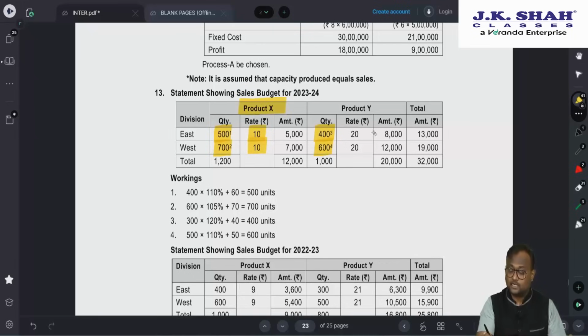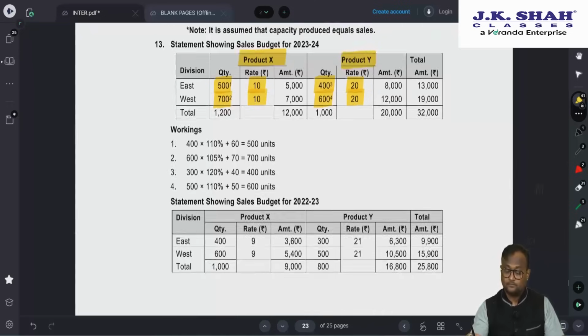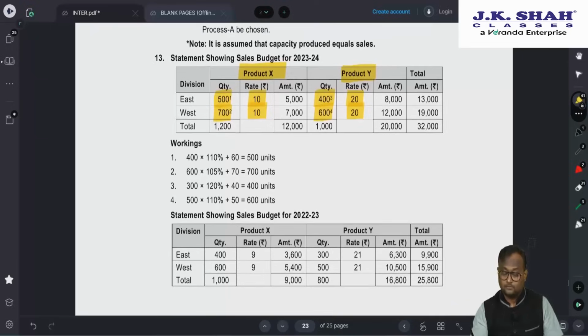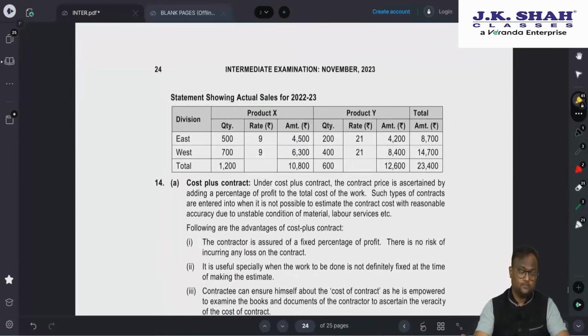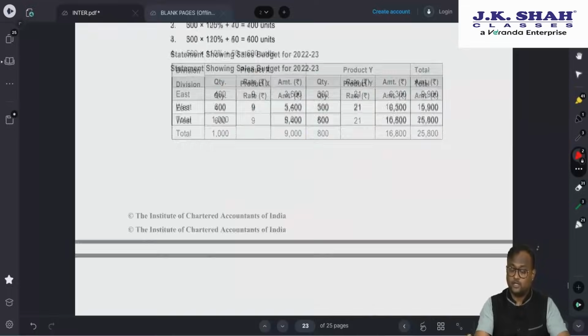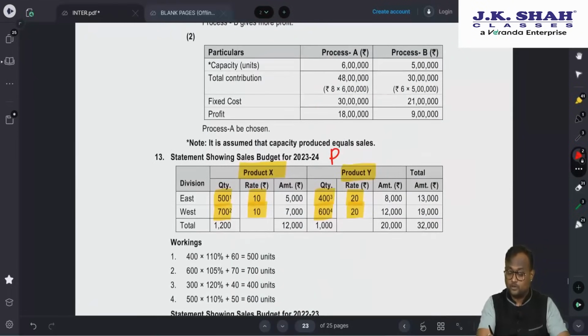Since it is X, it is at 10. Since it is Y, it is at 20. This is your budgeted data. And this will now be compared with the actual data. And this is what your actual data is. You have 500 and 700 at 9. And you have 200 and 400 at 21. This is what they have mentioned in the question. This is your actual data. This is your revised budgeted data.